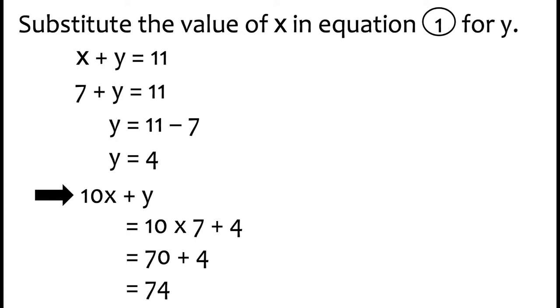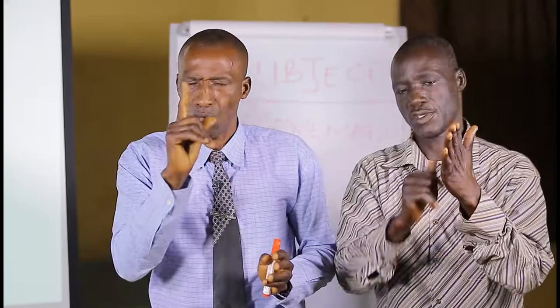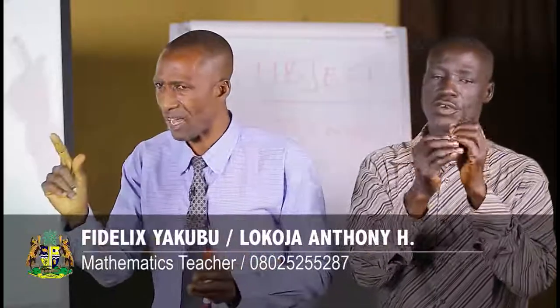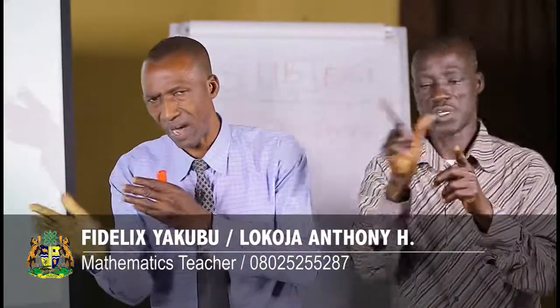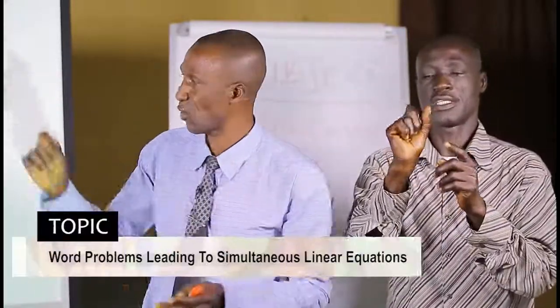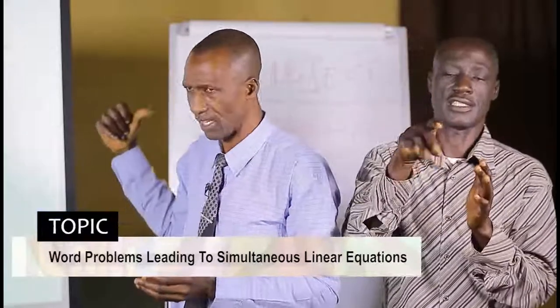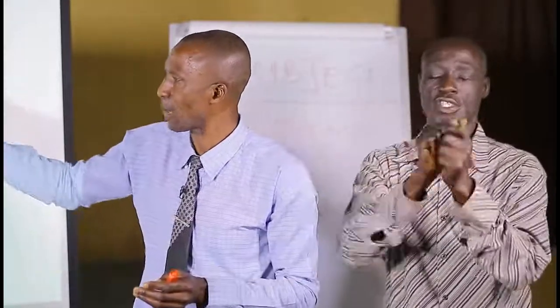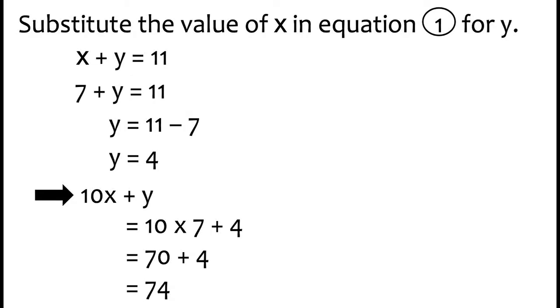By collecting the like terms, when plus 7 crosses to the right, it becomes minus. Because when a number crosses an equal sign, either to the left or to the right, the sign changes. That is why positive 7 changes to negative 7. So your y now becomes 11 minus 7. And 11 minus 7, the answer is 4.